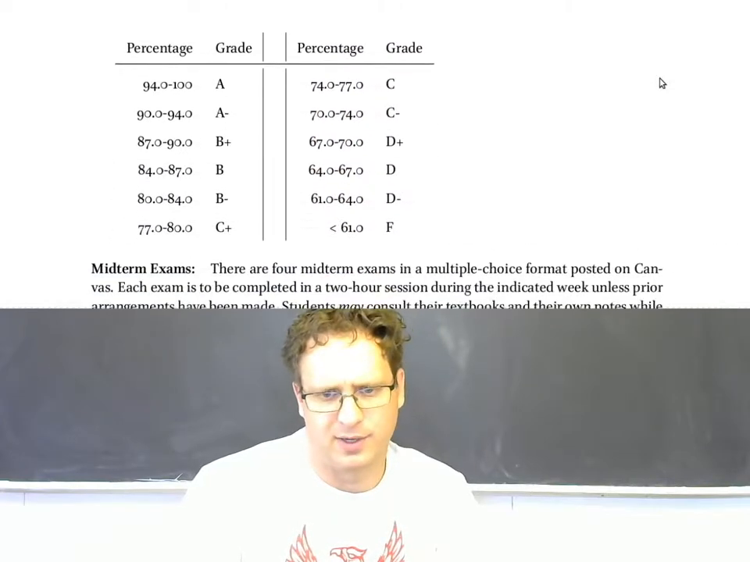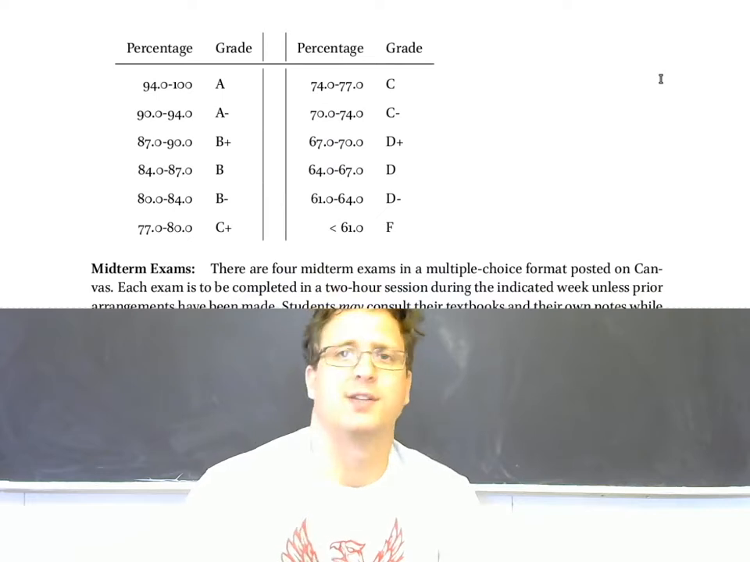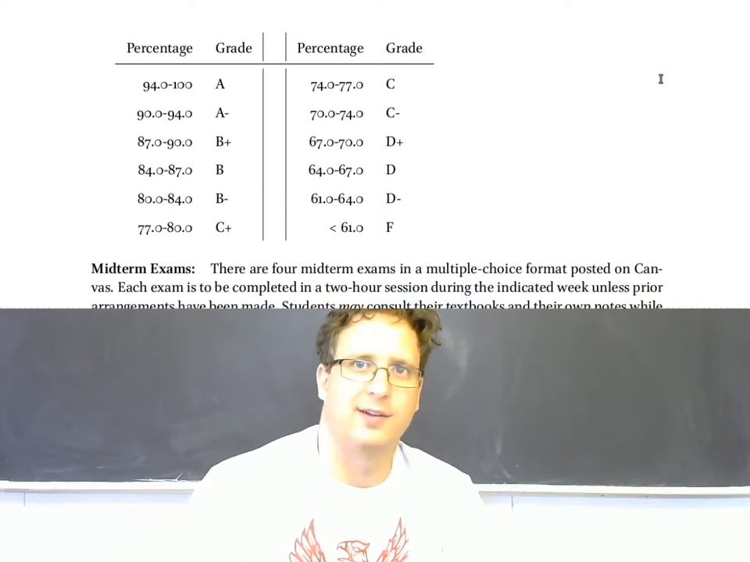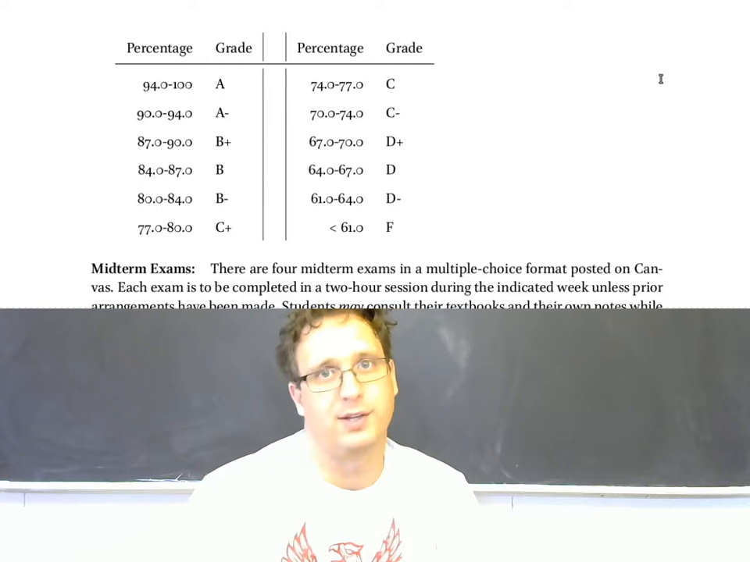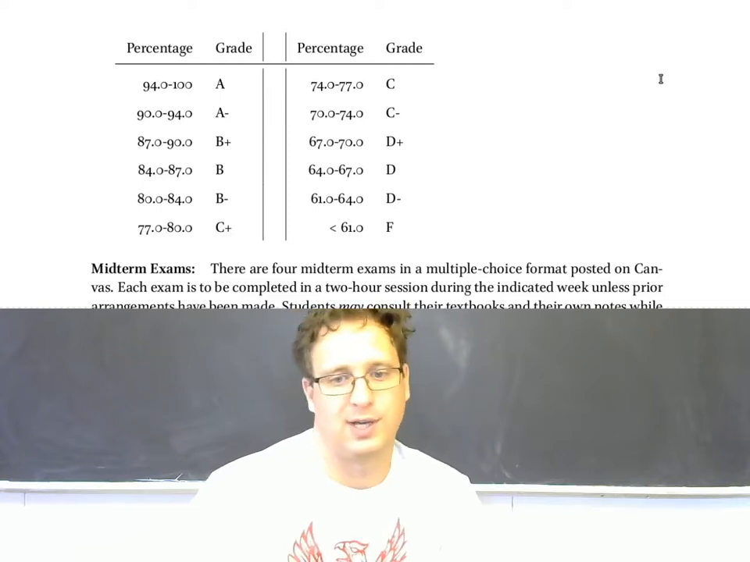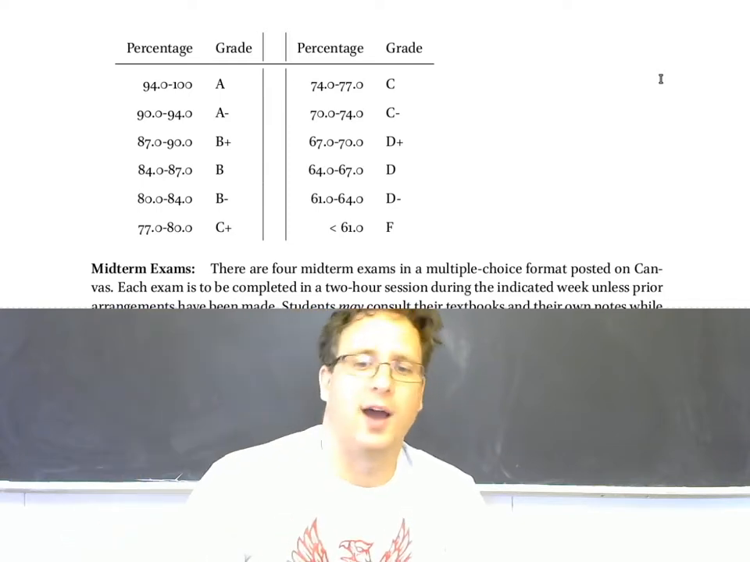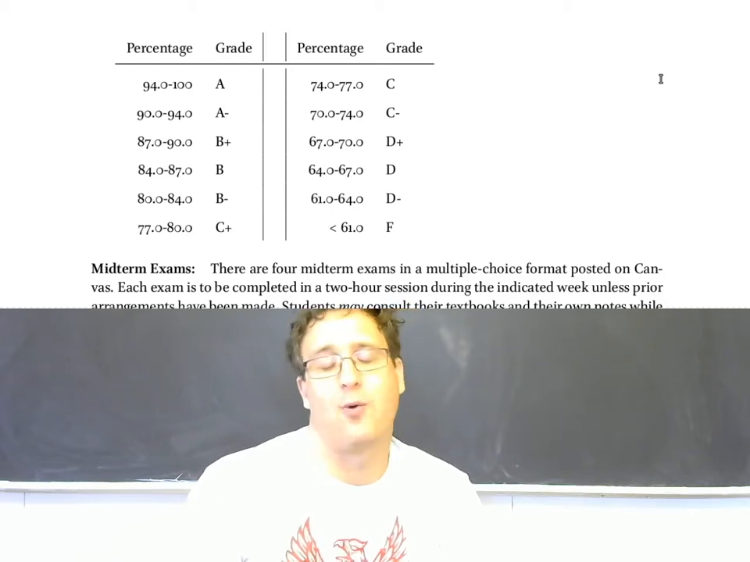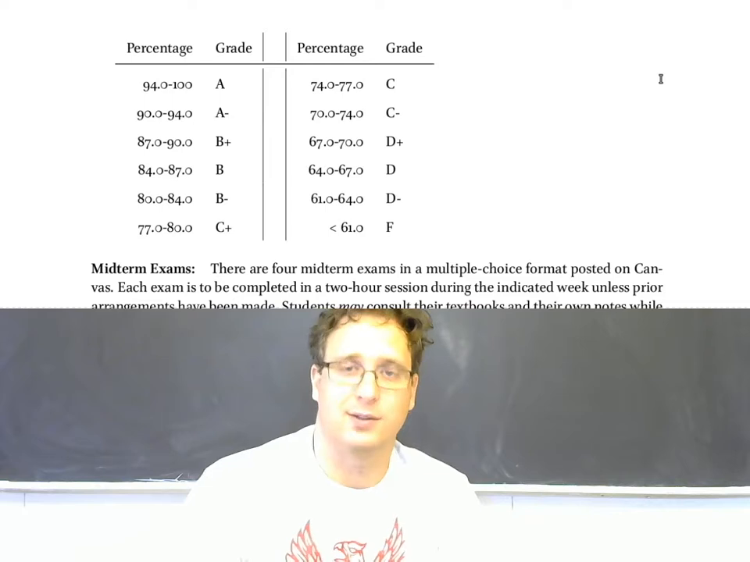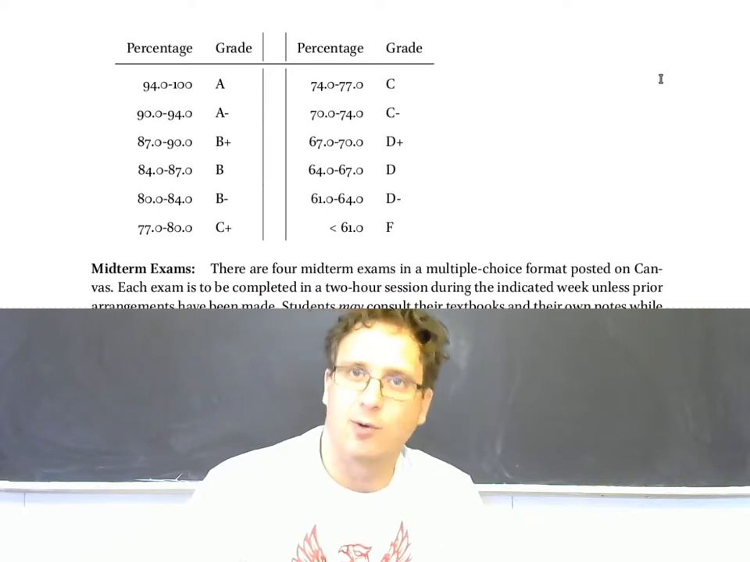There's going to be a grading scale. So at the end of the semester, you will have earned a certain number of points and you will have missed a certain number of points. Your grade will fall into one of these ranges. There are always students that say, oh, can you round up? I got a 93.4. Can you round that up to an A? I'm like, no, an A is 94 or above.